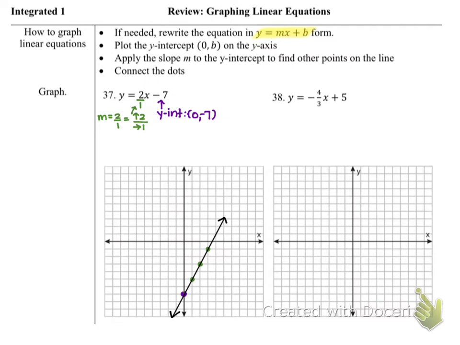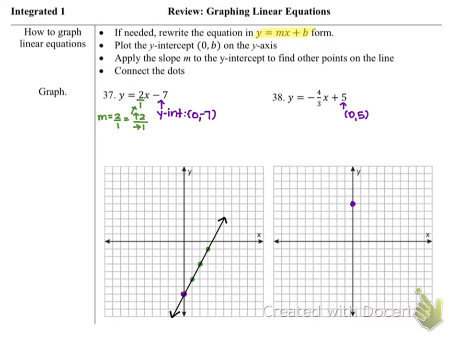Okay, let's go through and do the second one. I actually like this one better because I can see that the slope is a fraction. So my y-intercept is going to be 0, 5. So we're going to start at 0, 5. So 1, 2, 3, 4, 5. We're up now since it's a positive y-intercept.